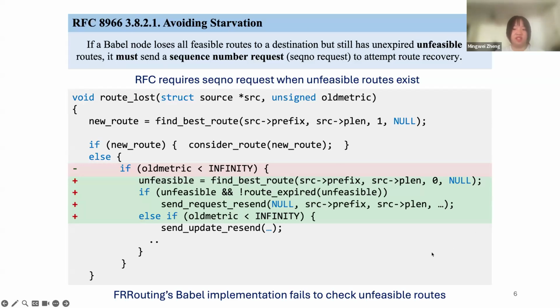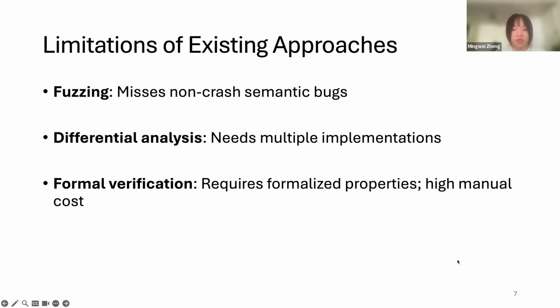Since the original implementation never checked for these unfeasible routes, the routers could stop without recovery. So these functional bugs actually violate the RFC requirements, but do not directly crash the system. So fuzzing sometimes finds it very hard to detect them.